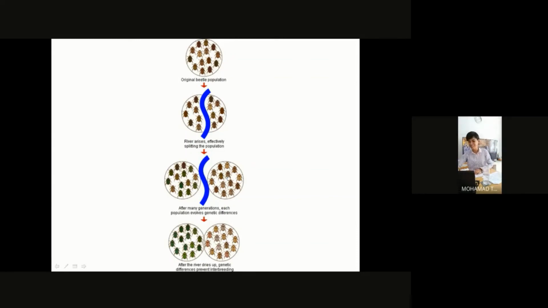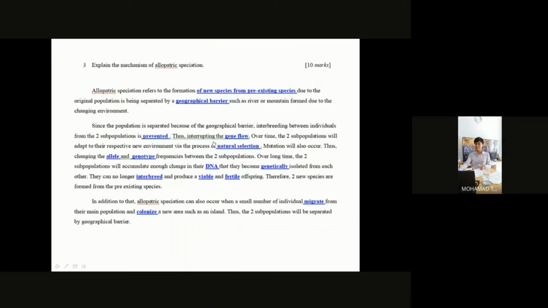Okay, alright, so let's discuss the essay. Okay, alright, so allopatric speciation refers to the formation of new species from pre-existing species. By any speciation kan? Okay, it is the formation of new species from pre-existing species due to the original population being separated by a geographical barrier.